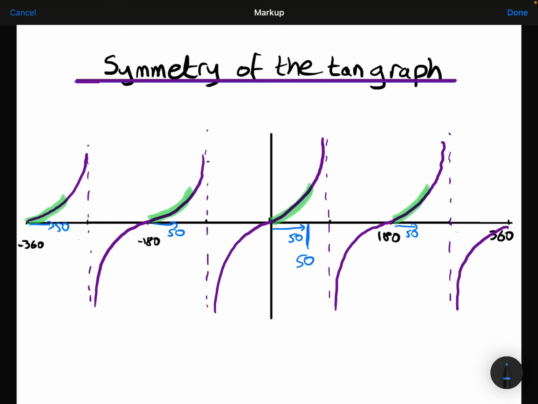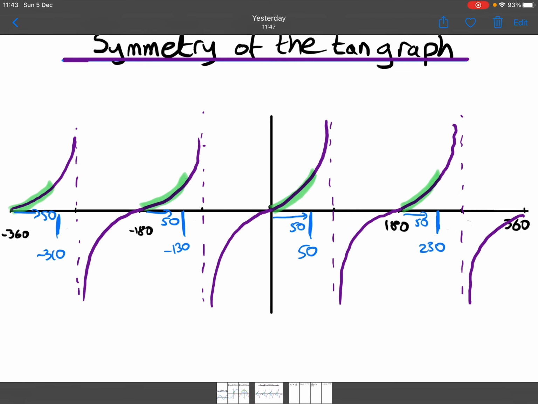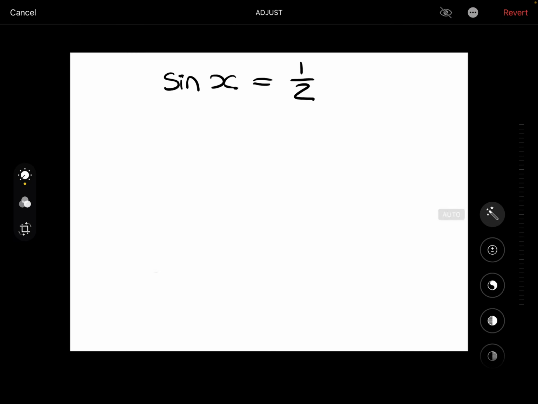So if that angle there was 50, then I know that this angle here would be 230, because 180 plus 50. This angle here would be minus 130. This angle down here would be minus 310. So that is the symmetry within each of these graphs. Let's see now why that's important for solving trigonometric equations.